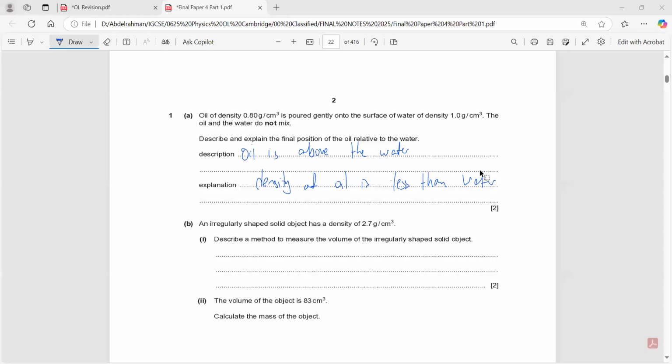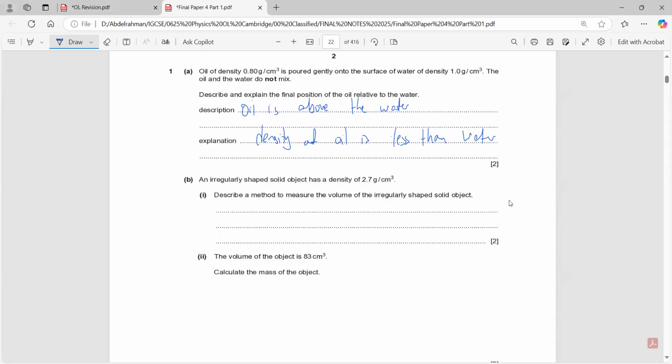An irregularly shaped solid object has a density of 2.7 grams per centimeter cubed. Describe a method to measure the volume of an irregularly shaped solid object. Get a measuring cylinder, fill it with a known volume of water, we'll call it V1. Then add the irregularly shaped solid, call it V2, and then subtract. Right, so you will add some water in the measuring cylinder, V1, put the object, V2, and subtract.